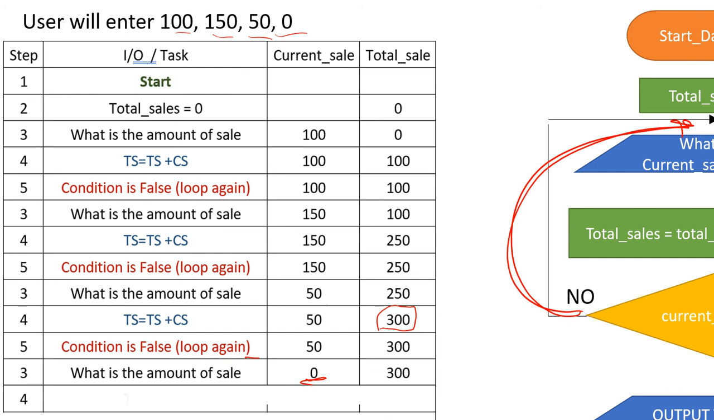So I have 0 now. 0 plus 300 is still 300. Now I go to the condition, and the condition is now true, it is no longer false. That's why I break out of the loop and go out. When I go out, I show today's sales equal 300, and then my program is done. So my program is finished at this step.